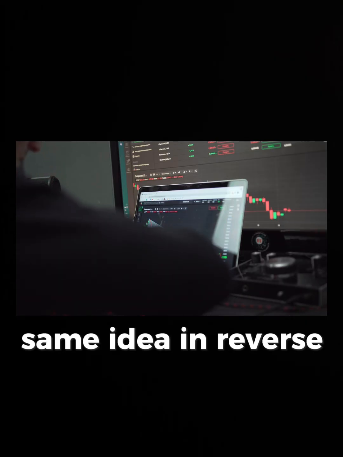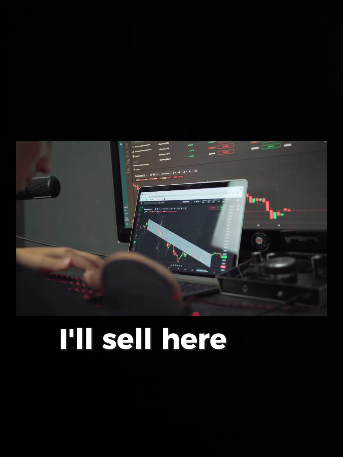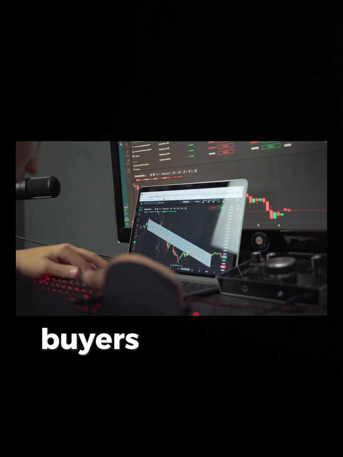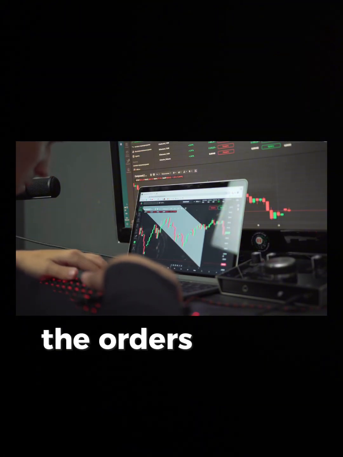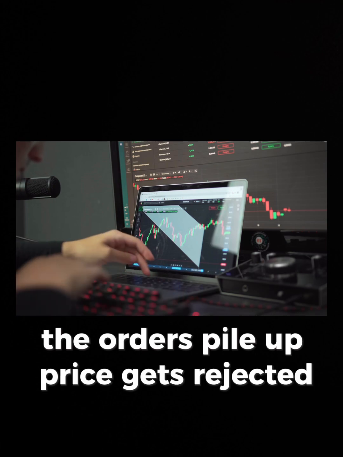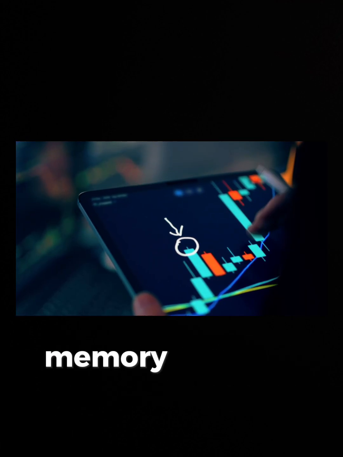Same idea in reverse at resistance. Sellers who miss the last drop say, "I'll sell here if it comes back up." Buyers who are in profit say, "I'm taking profit at this level." The orders pile up, price gets rejected. That's it. Support and resistance is nothing more than price memory.